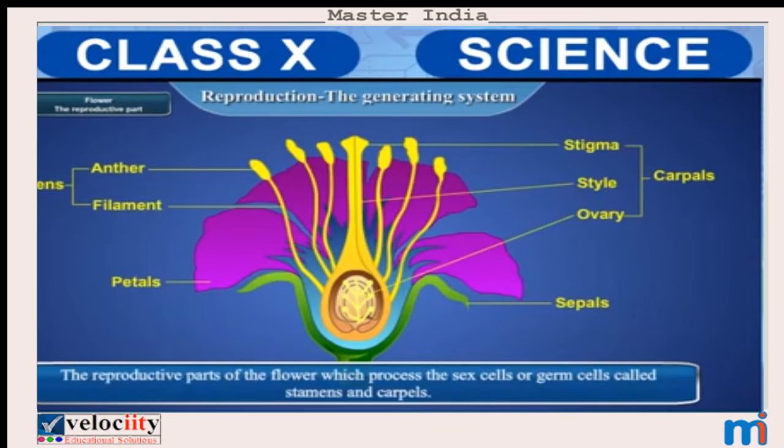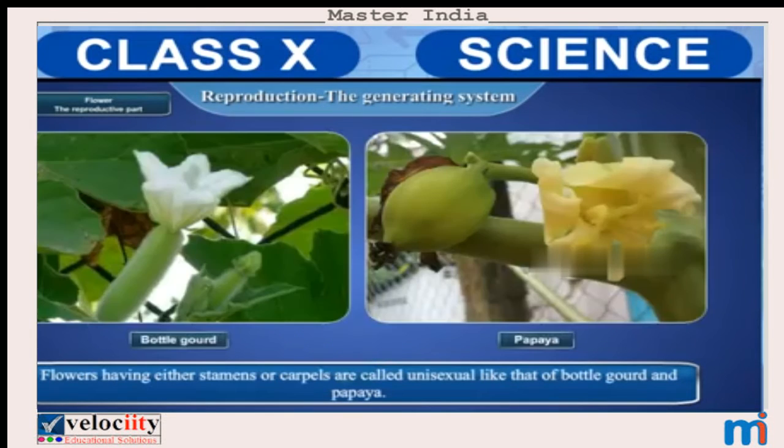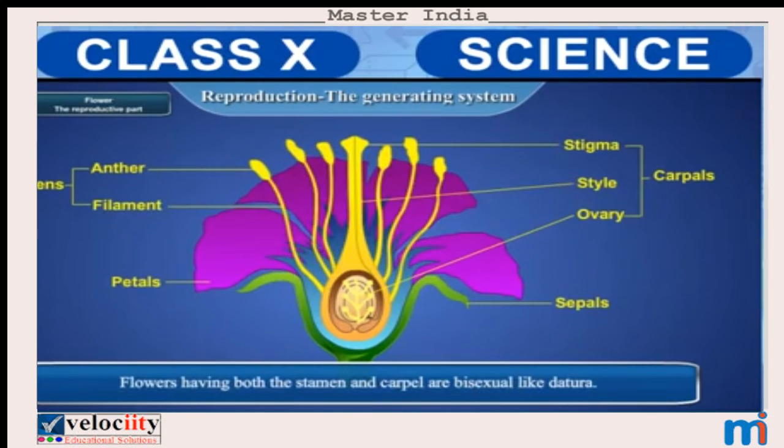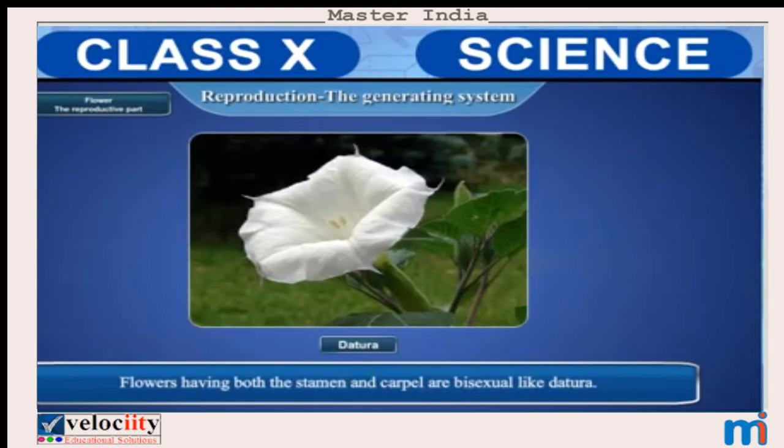The reproductive parts of the flower, which produce the sex cells or germ cells, are called stamens and carpels. Flowers having either stamens or carpels are called unisexual, like those of bottle gourd and papaya. Flowers having both the stamen and carpel are bisexual, like datura.